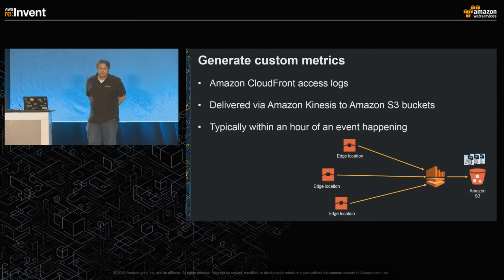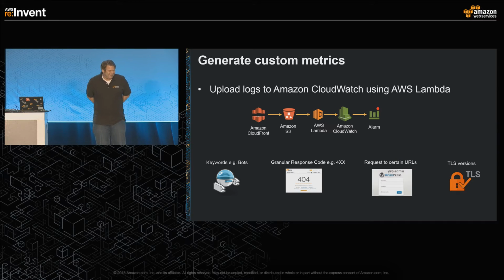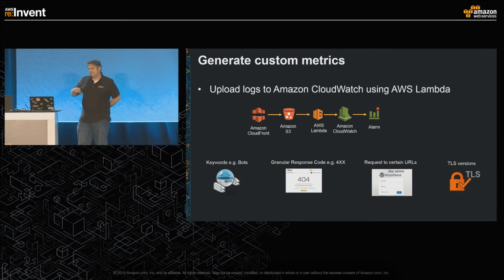Another way that you can get visibility into your distributions is through Amazon CloudFront Access Logs. You can subscribe to them, and they can get delivered to your S3 bucket multiple times within an hour. One really cool thing you can do with Amazon CloudFront Access Logs is generate custom metrics. The way you do that is you can create an S3 notification, or actually via SNS, to notify you every time you get log files delivered to your S3 bucket. And then that can trigger a Lambda function to take those files, download them, and upload them to CloudWatch.